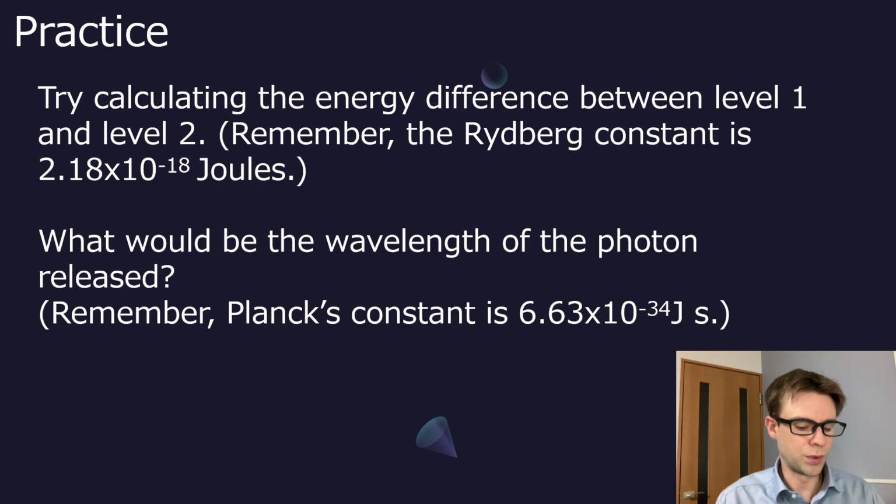And then what would be the wavelength of the photon released by an electron that makes that jump, either up or down? For that, you'll need Planck's constant and the speed of light, actually. Planck's constant is 6.63 times 10 to the minus 34. Speed of light is 3.00 times 10 to the 8 meters per second. Both of those are in your data book anytime you need them. So let's go to the whiteboard for a minute to solve this.